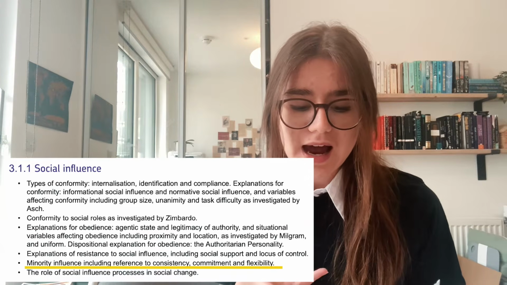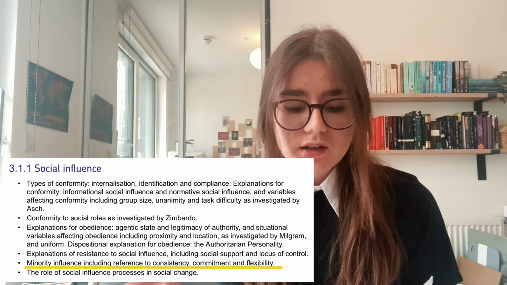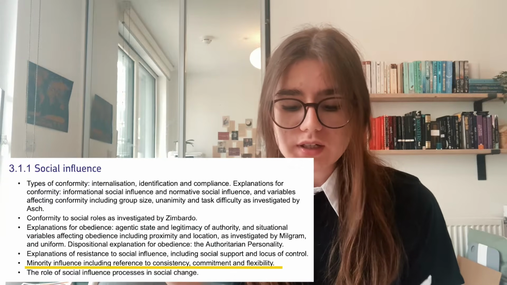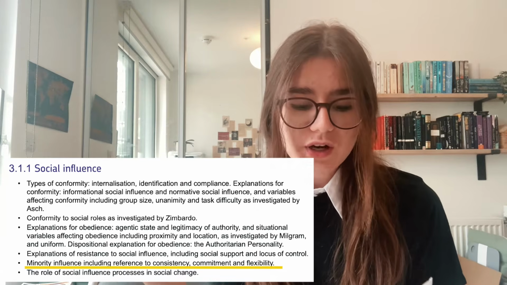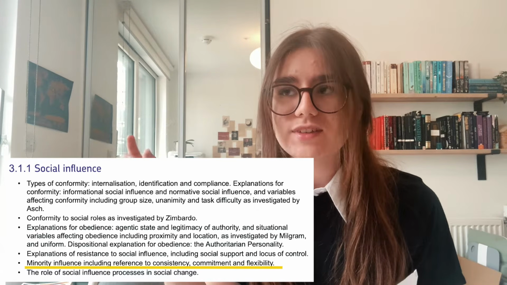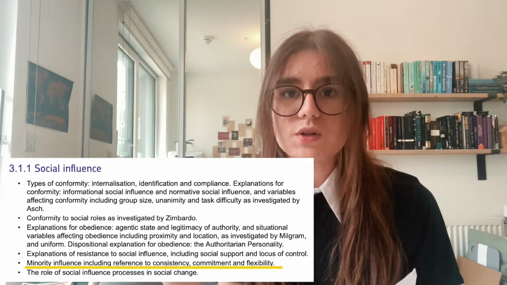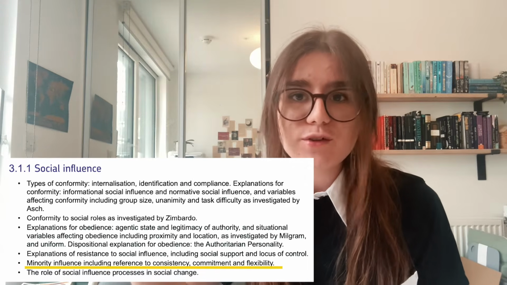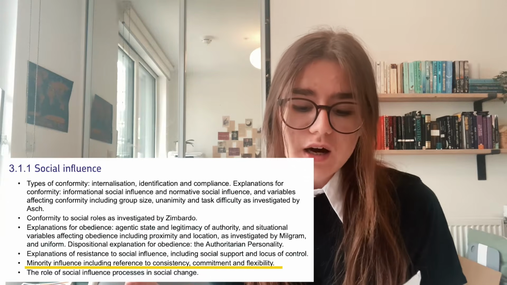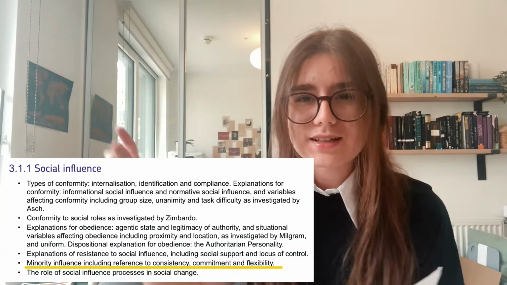So I'm just going to pull up the spec for social influences, but let's say you're looking at minority influence, including reference to consistency, commitment and flexibility. You need to know what each of those terms means, and then it would be good to also have an example. So for example, for minority influence, you can use the example of the suffragettes or something like that, and how they did each of those things.